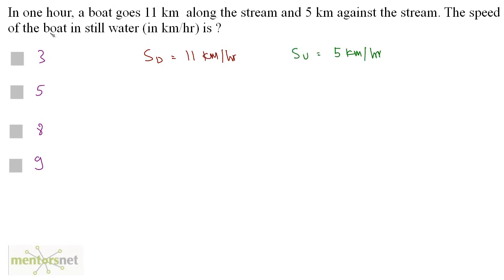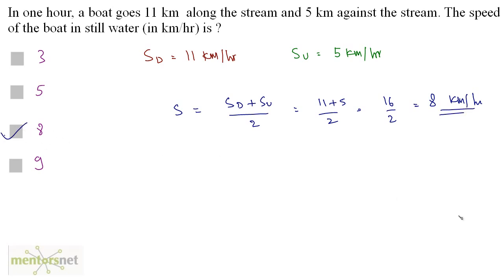Now we have been asked what is the speed of the boat in still water, and there's a formula for that. So speed of the boat in still water, which is S, is equal to the addition of the downstream and the upstream speeds by 2. So SD plus SU by 2, and that's 11 plus 5 by 2, that's 16 by 2, and that's 8 kilometers per hour. So option C is the correct answer.